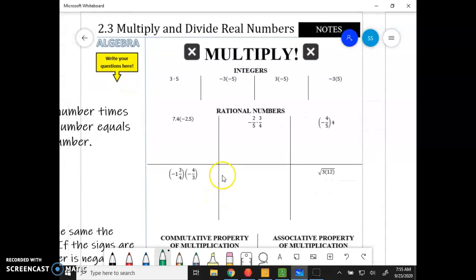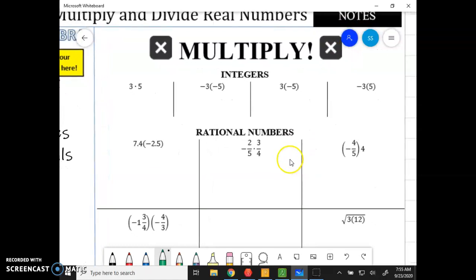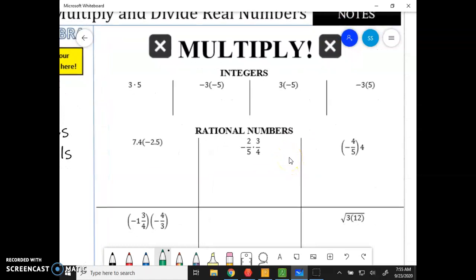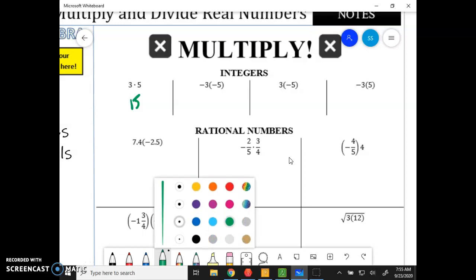All right, so the first one here should look pretty familiar to us. This is just 3 times 5. And like I said before, the signs are the same, so the answer is positive. We got positive 15. All right, next one.